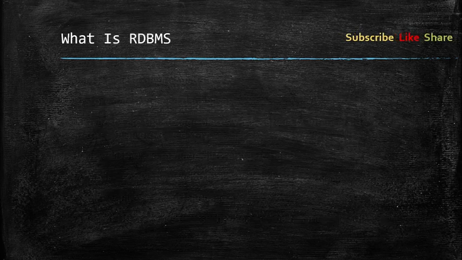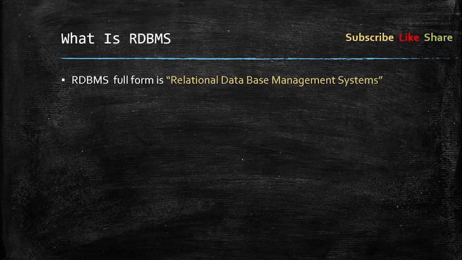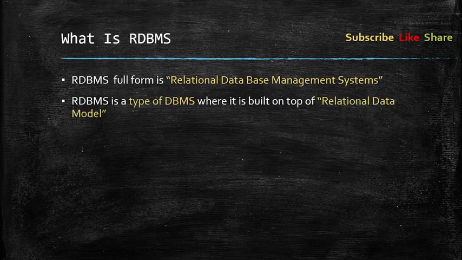Now let's see what is RDBMS. RDBMS stands for Relational Database Management Systems. RDBMS is a type of DBMS which uses the relational data model. In RDBMS, we have a lot of RDBMS software like MySQL, PostgreSQL, etc. All those RDBMS software are built upon the idea of the relational data model.